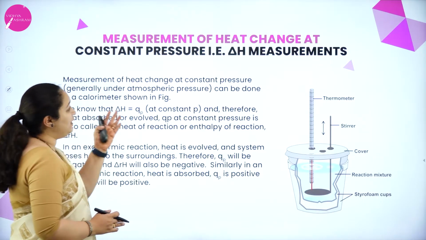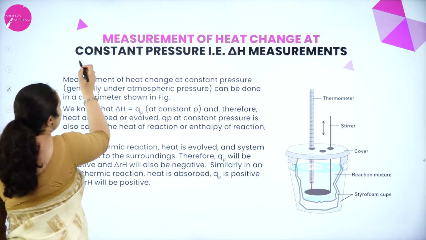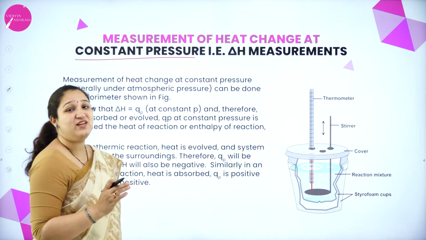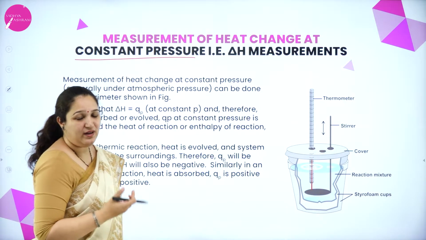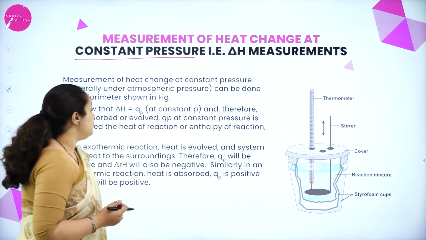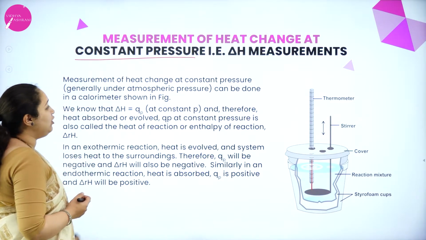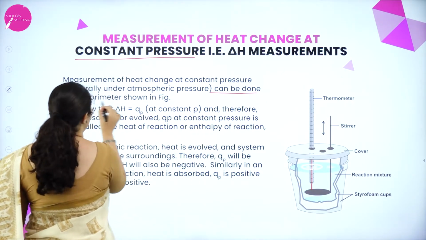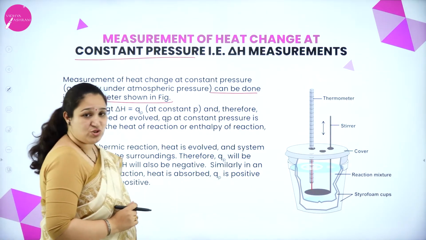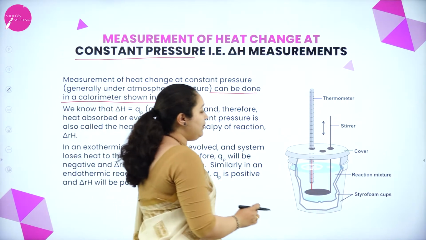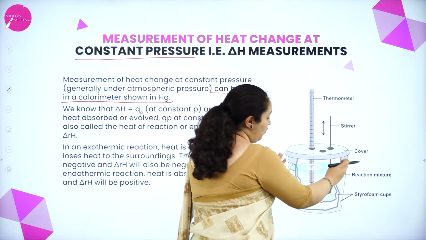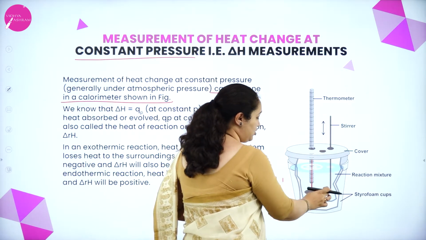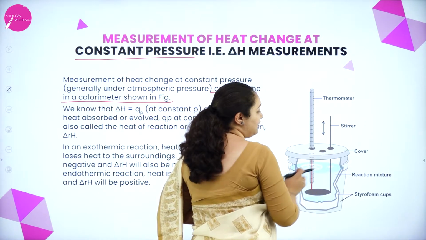Next is measurement of heat change at constant pressure, that is delta H measurement, the change in enthalpy, which we can calculate by using this method. So here what do we have? The measurement of heat change at constant pressure can be done by using the calorimeter as shown here. We have two styrofoam cups, one immersed into the other, and we have a reaction mixture here. There's a thermometer and the stirrer.